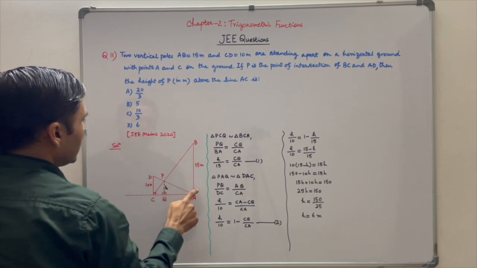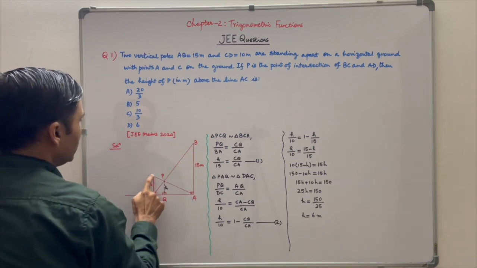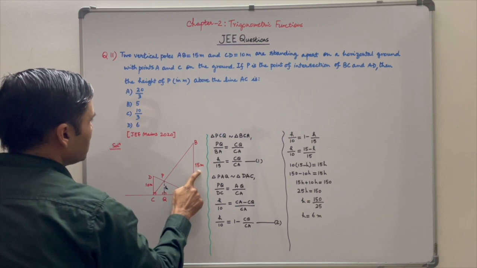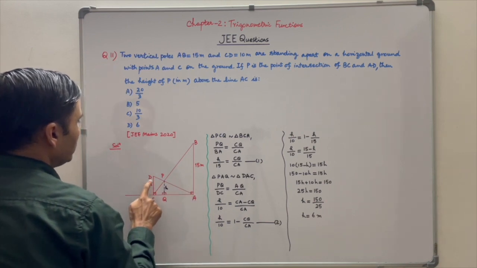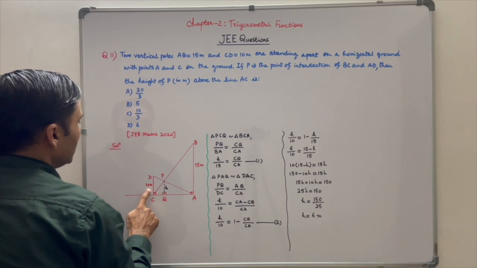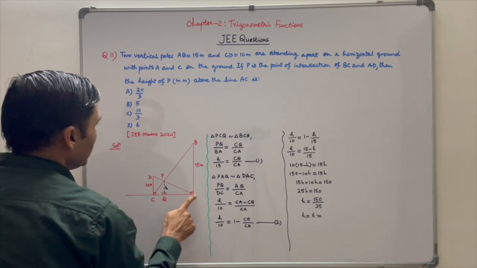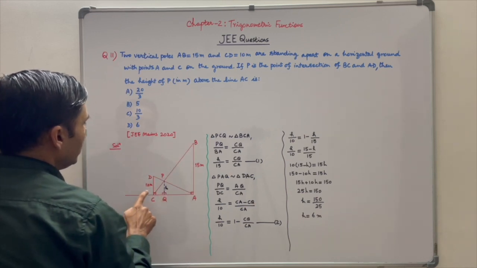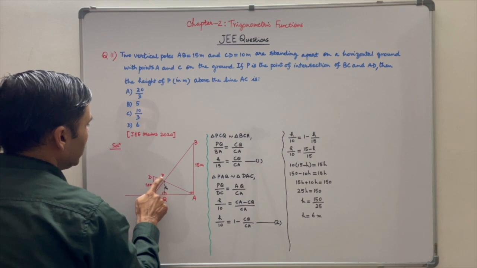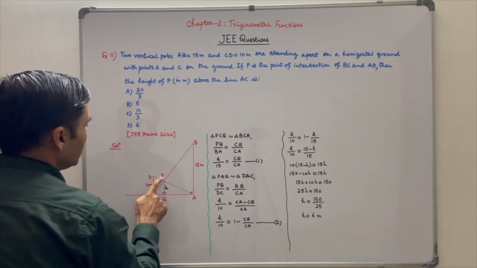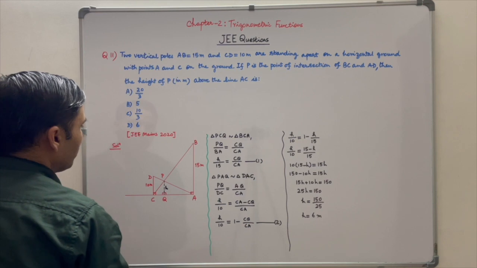It is given that there are two poles AB and CD. Height of pole AB is 15 meters and height of pole CD is 10 meters. Point of intersection of DA and BC is P. We have to calculate the height of P, that is PQ. Let's say PQ is H meters.